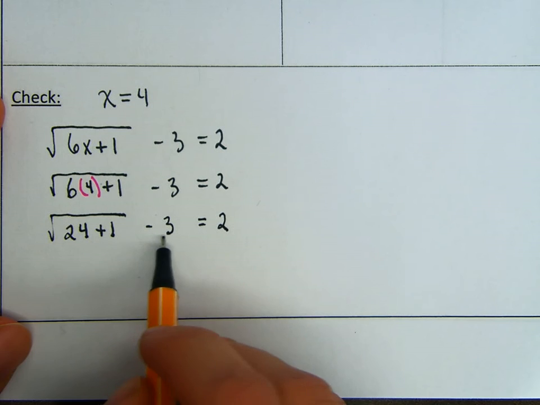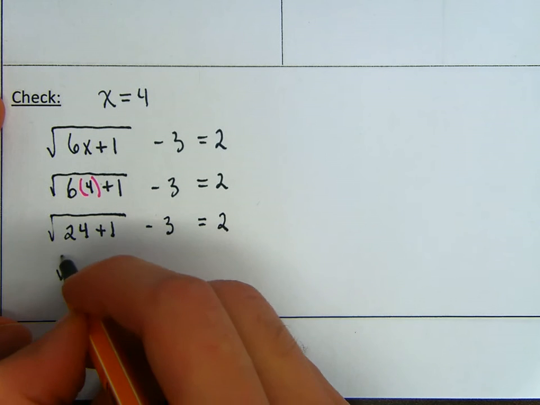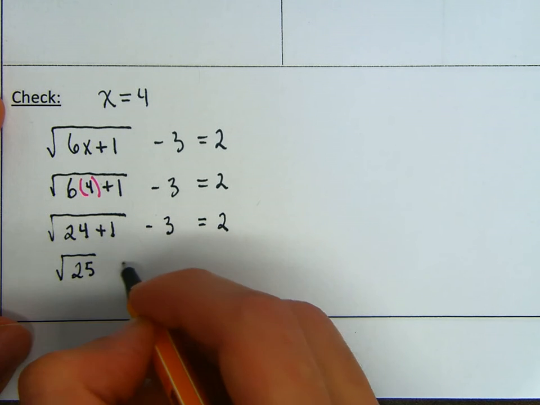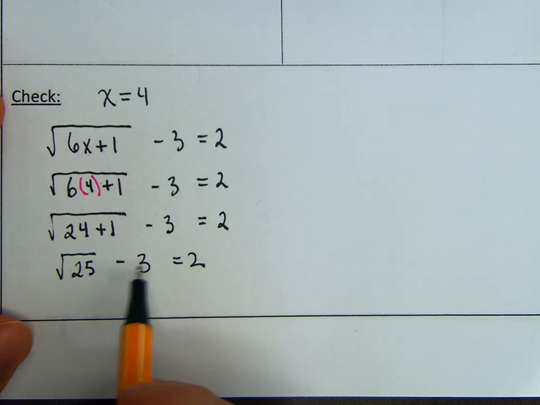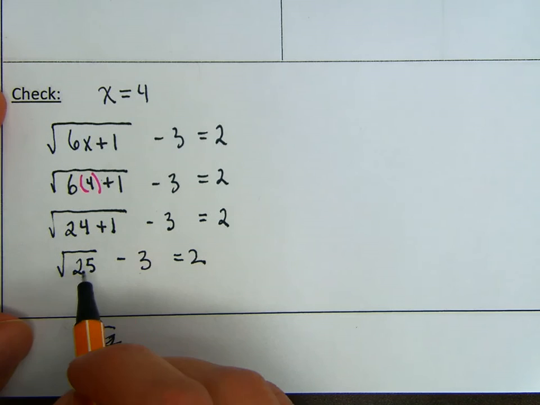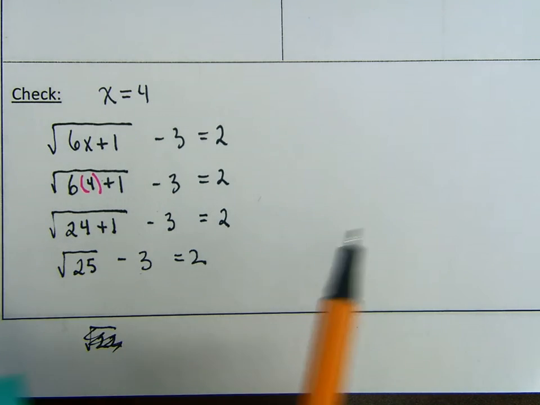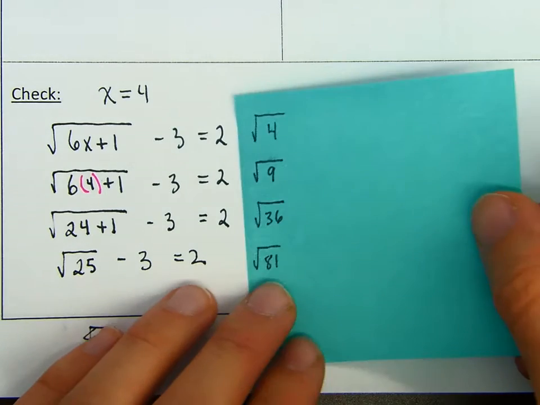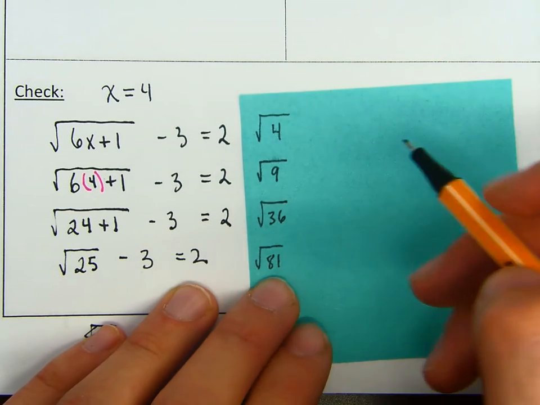And notice that this negative 3 is on the outside of the radical. So now that I have square root of 25 minus 3 equals 2, you cannot subtract this. You can't say that this is the square root of 22 or something. That's no bueno. How do you take the square root of 25? Let's just pause the video real quick and look at this idea. How do you interpret what this is saying?